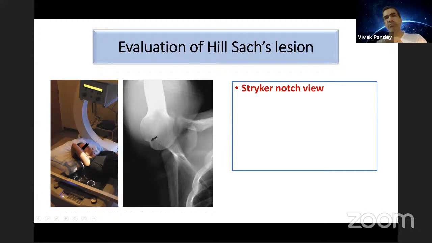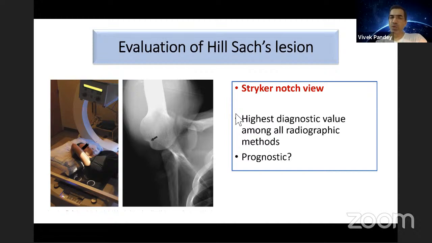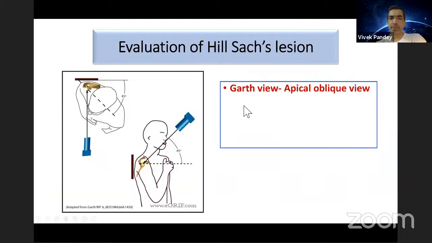Many views, right from the Stryker notch view to some other views, very important. Probably 15 years back, everyone wanted to do that. We all know what it is. It has got one of the highest diagnostic values, especially the Stryker notch view, among all the radiographic methods. But prognostically, no one can say how important this Hill-Sachs is, and how big a Hill-Sachs lesion I can actually ignore. So all these special views have got a good diagnostic value, but not really any great prognostic value.